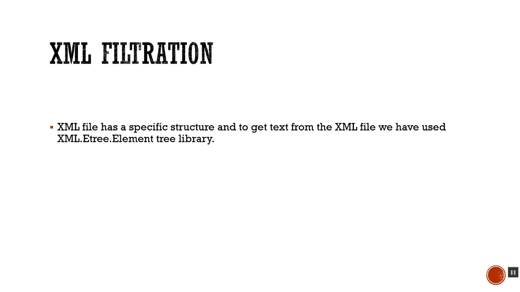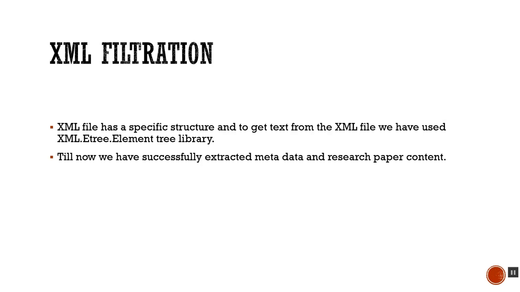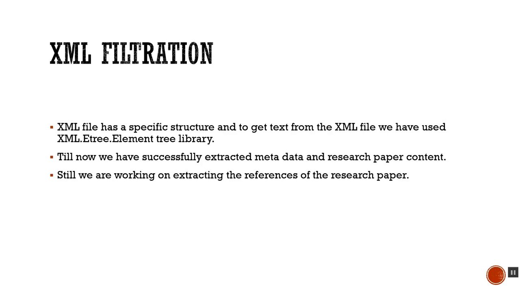XML filtration. GROBID gives us the output in the form of an XML file, and when we have to get the text, we have to extract text from this XML file. The XML file has a specified structure, and to get text from the XML file, we have used the xml.etree.ElementTree library. Till now, we have successfully extracted metadata and research paper content. Still, we are working on extracting the references of the research paper. Now, I will give you a quick demo of working GROBID, that is how GROBID converts a PDF file to a text file.